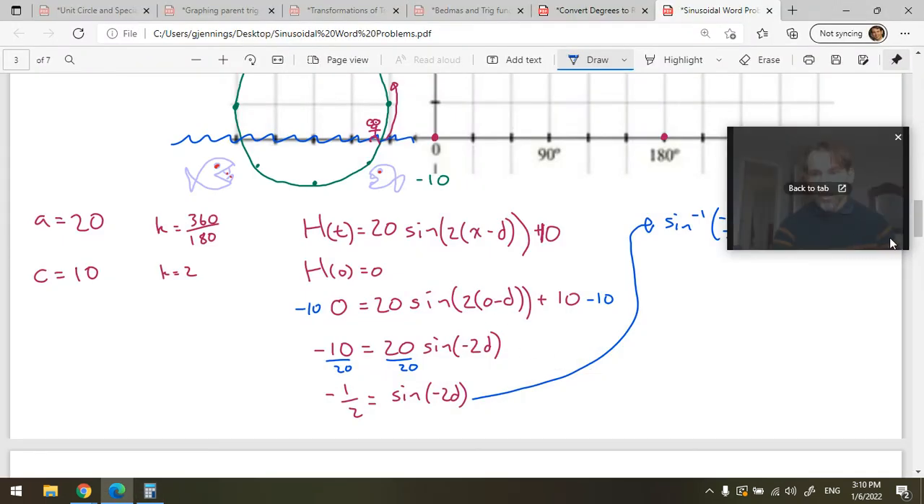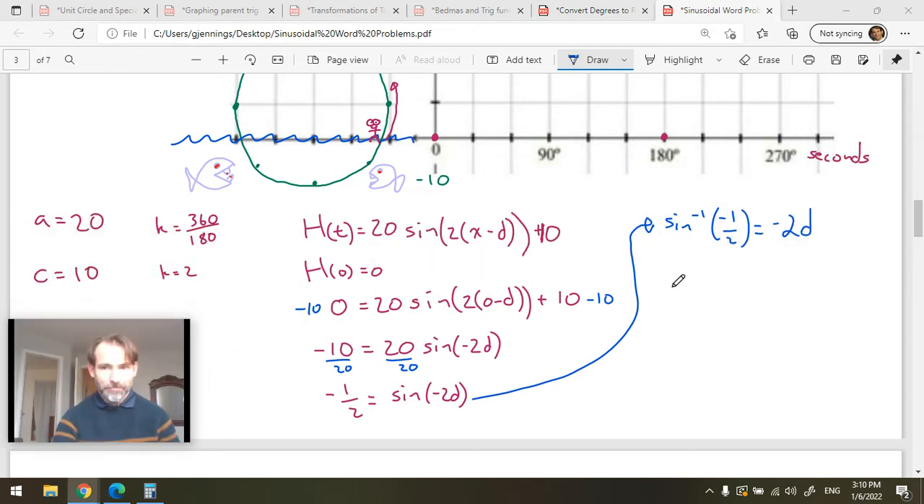So now what I know, oh, hold on one moment. Yes, Miles? Can you fix this? Negative 30 equals negative 2d. And give me one moment, everyone.